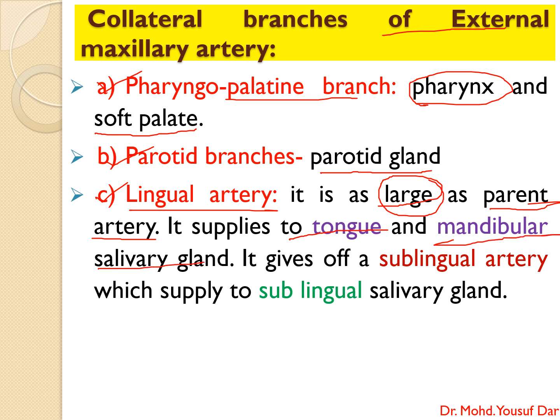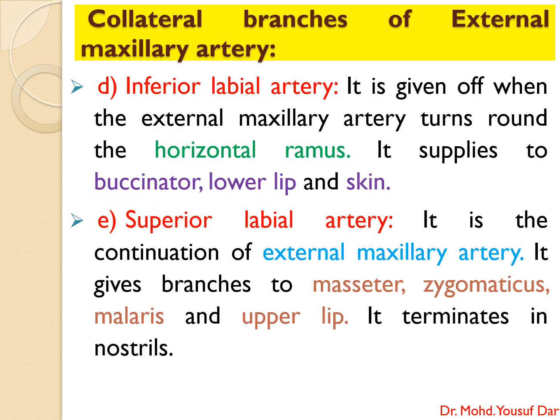Here, this lingual artery gives off a branch that is known as the sublingual artery. This sublingual artery supplies the sublingual salivary gland. So first was the pharyngopalatine branch, second was the parotid branch, and the third was the lingual artery, a very important artery which gives off a branch known as the sublingual branch, which supplies the sublingual salivary gland. Now coming to the next, the inferior labial artery.